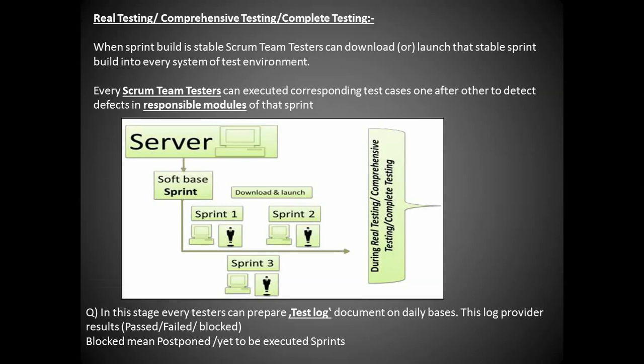When the sprint is stable, Scrum team testers can download or launch that stable sprint build into every system of the test environment. Every Scrum team tester can conduct corresponding test cases one after the other to detect defects in the responsible modules of that sprint. Like this, for example.